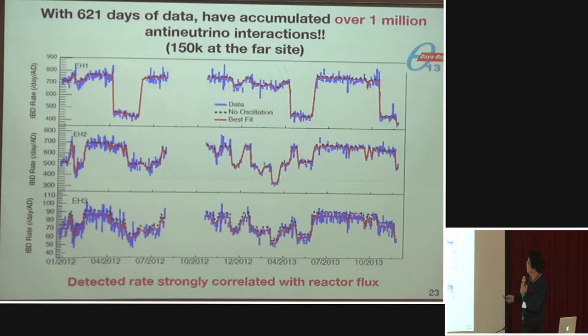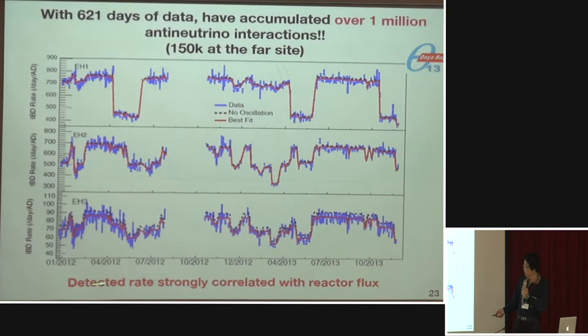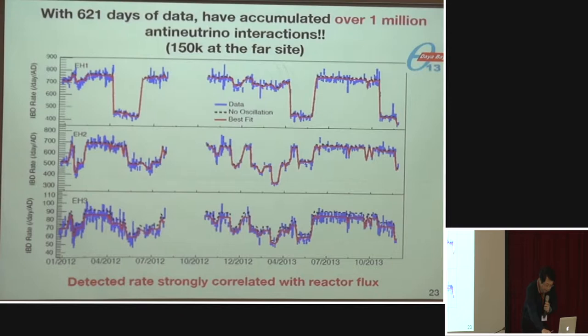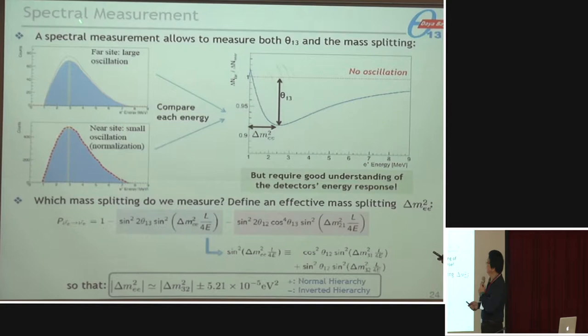Then there's a pretty big structure here. It's because the reactors turn on and off, and they shut down in different periods for maintenance. We actually can see it. So this corresponds to about the first 620 days of data. To measure theta 13, we can use the so-called rate, or we use the spectrum.